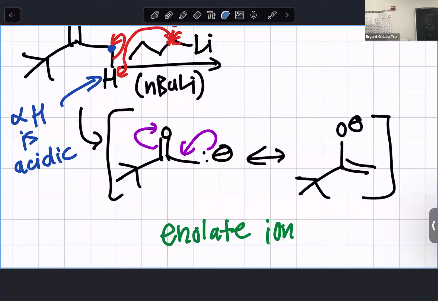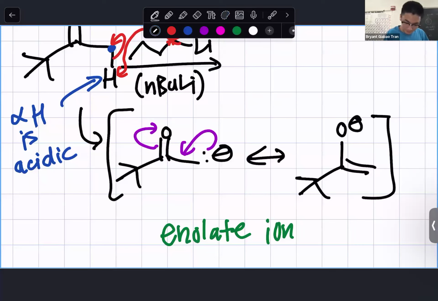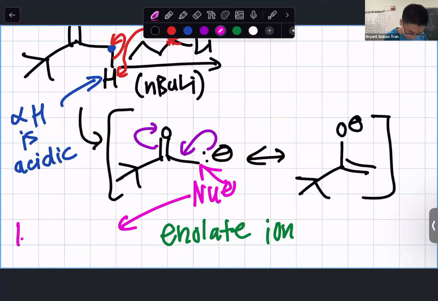This one? So this one is more stable, right? Because the negative charge is on the more electronegative atom, the oxygen. Since it is more stable, it's less reactive. This one is less stable, more reactive. So this is going to be the atom that's attacking here. Right, that's the nucleophile there. That carbon there, because it is less stable, more reactive.